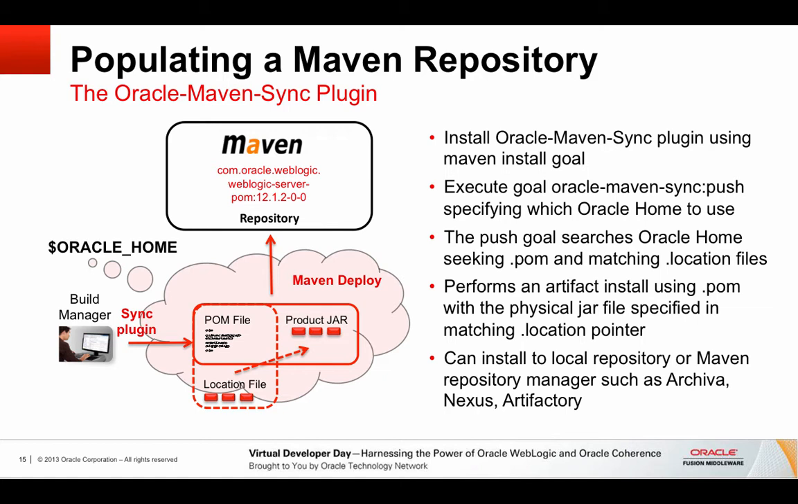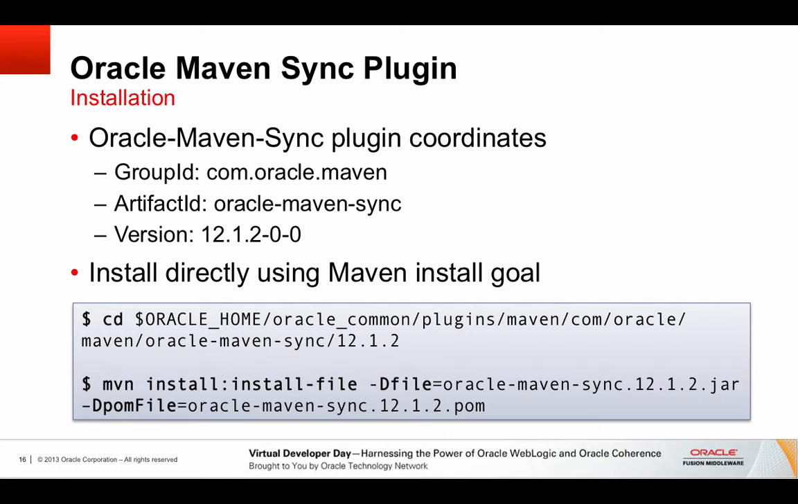The Oracle Maven-Sync plugin can support installing artifacts into a local repository or to a specified remote repository via any of the standard repository managers such as Archiva, Nexus, Artifactory, and so forth. So how do we go about using the Oracle Maven-Sync plugin?